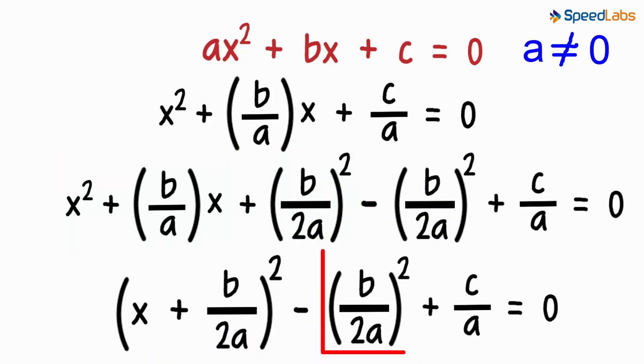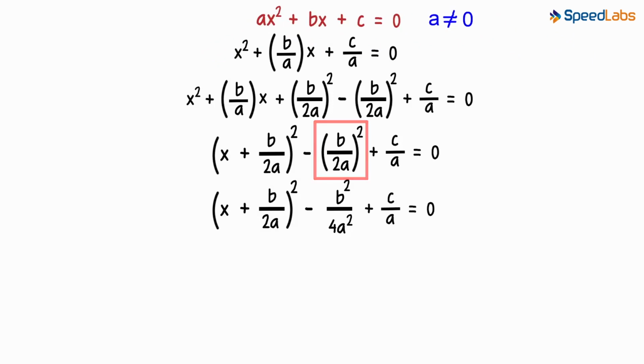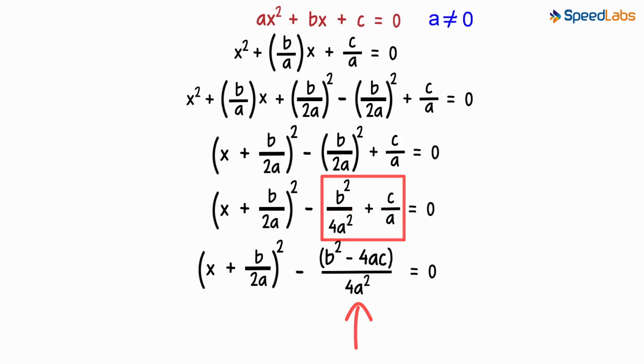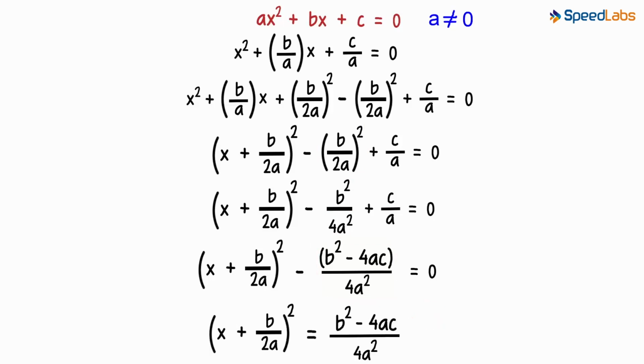Now can we write these 2 terms as one term? Yes, we can. First, we write this as b squared over 4a squared. The LCM of 4a squared and a is 4a squared. So these 2 terms can be written like this. Transposing this to the right-hand side, we will get this.